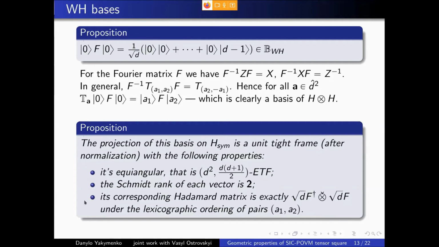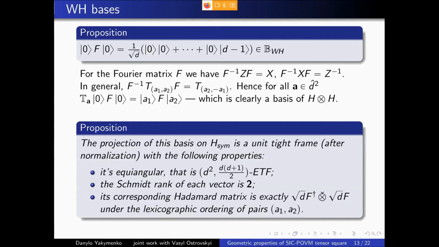And lastly, when we compute the corresponding Hadamard matrix of this equiangular-type frame, it will be exactly this construction as we talked about earlier, right? Under the natural ordering of pairs of our indices, right? And that's why I think it's so interesting.